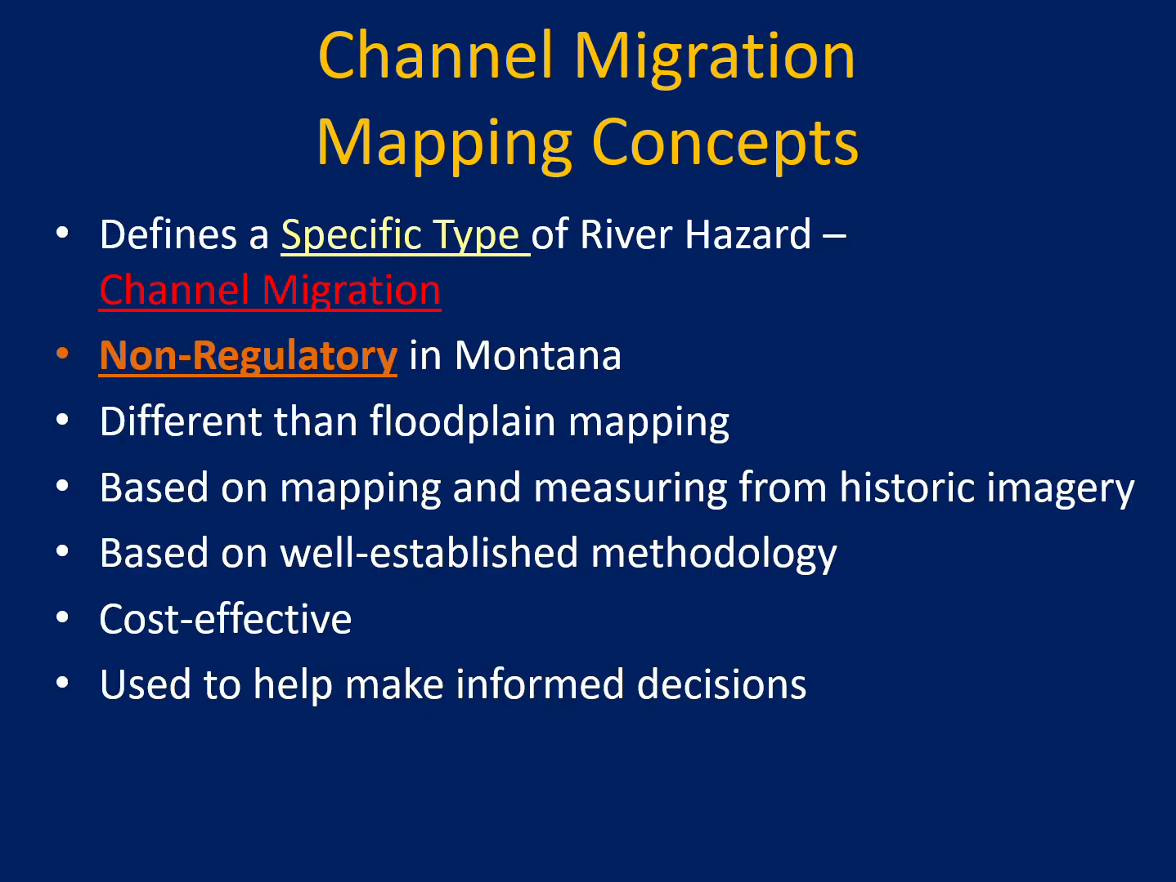So, channel migration mapping concepts. This map defines a specific type of river hazard, and that's channel migration. Channel migration maps are non-regulatory in Montana. They're different from floodplain mapping. They're based on mapping and measuring from historical aerial imagery and based on well-established methodologies.